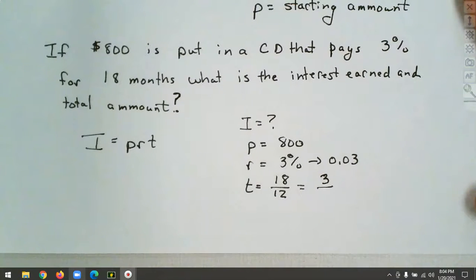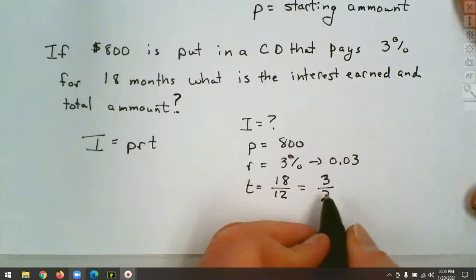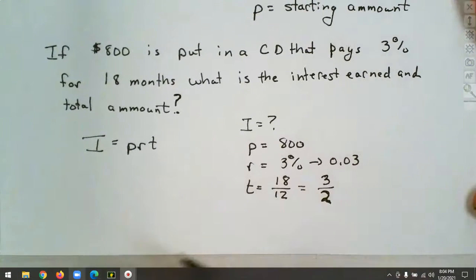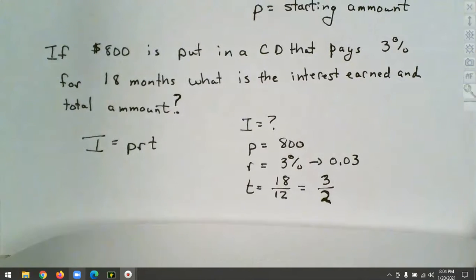And 12 over 6 is 2. So our time is 3/2 or 1.5 years. We always want to keep the fractions until the very, very end. That way you don't make a mistake. So do not round until the very, very end.